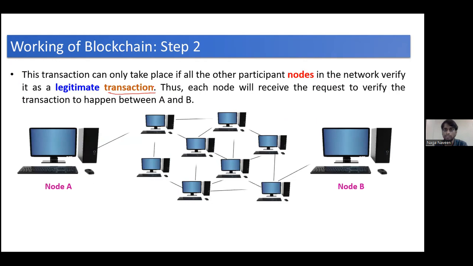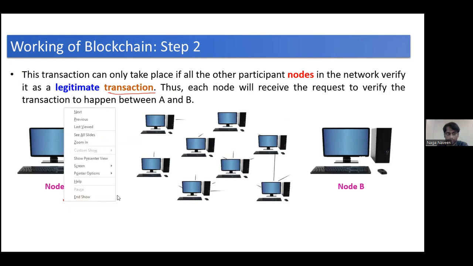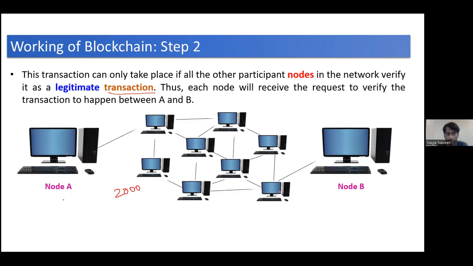Don't think that this is validating a block. This is validating a transaction. So every node in this blockchain network will make sure that this transaction is legitimate. For example, in the same example which we discussed earlier, this person wants to transfer some 2000 rupees to this person. First, these nodes will verify whether this person really has 2000 rupees in his account or not. Means they are playing the role of a bank generally.